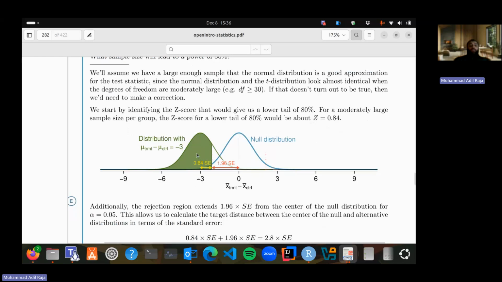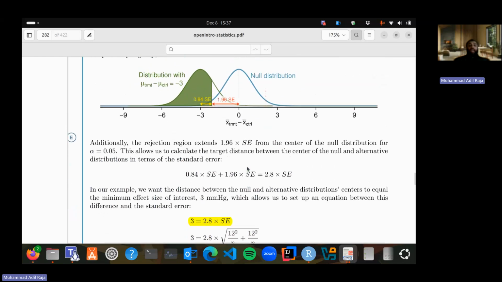Right now, from that percentile, what we can compute is the z-score for this. Okay, so the z-score, and we can look it up on the z-score table as well, is going to come out to be equal to 0.84.